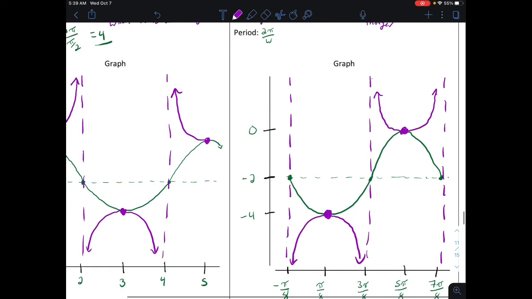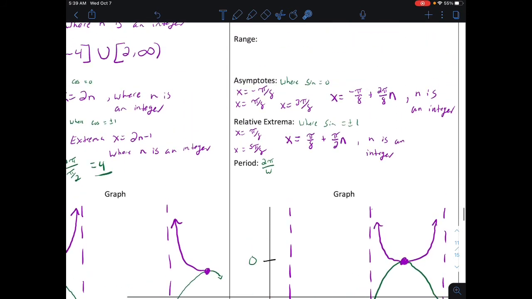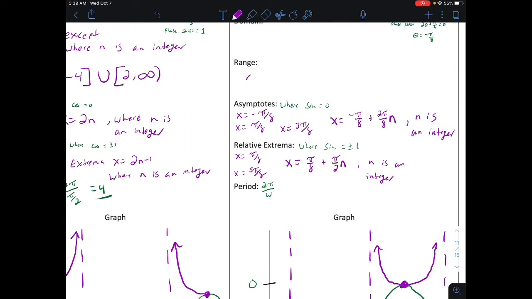Now let's talk about the range. So the range of cosecant would go from -infinity to -4, and then it would go from 0 to infinity. It's everywhere that sine is, that it doesn't share a point, cosecant will not have y values there. So our range, -infinity to -4, inclusive on the -4, union, and then 0 and larger.